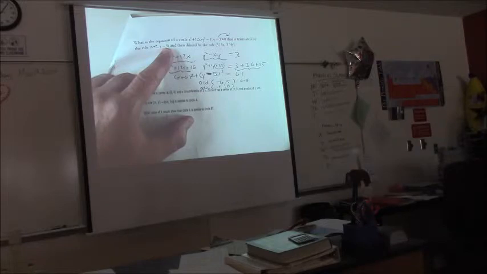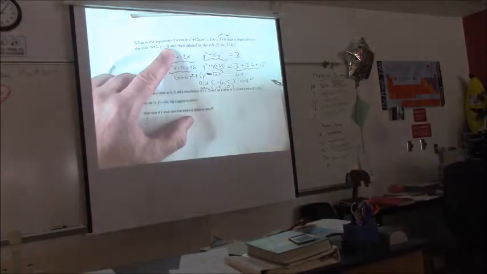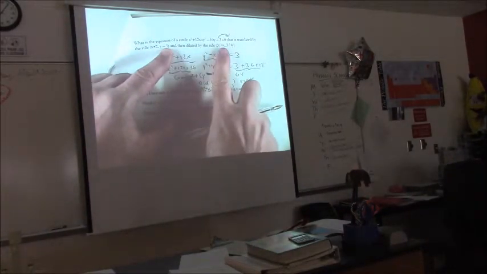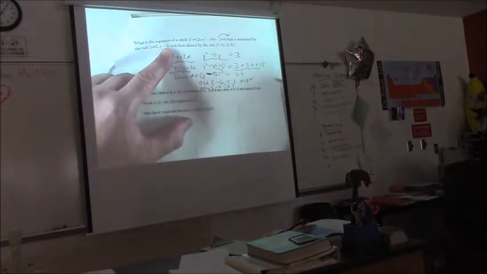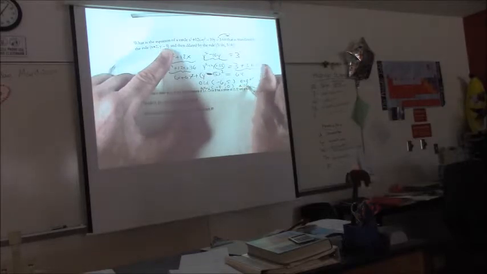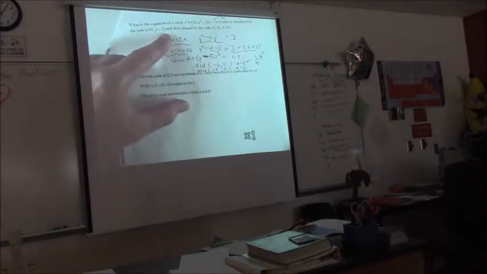Well, watch carefully. Don't let your guard down. If I'm going to dilate this by 3/4, how do I know that? Because it says 3/4 x, 3/4 y. What's 3/4 of 8? 6. So the new radius is 6. All right, let's see if you can write the equation now.